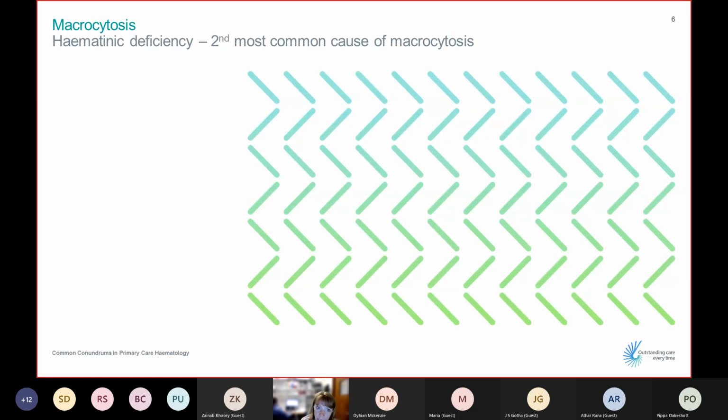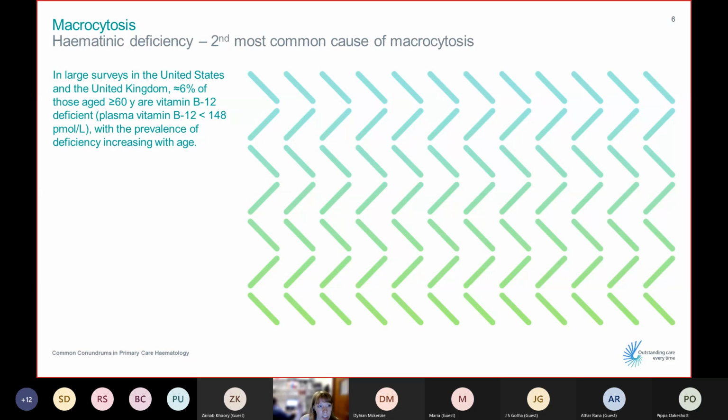So hematinic deficiencies. It's the second most common cause, and by this we mean B12 and folate deficiency. There was a large survey done of US and UK patients, and it found that over 6% of those aged 60 and above are B12 deficient, and the prevalence only increases with age.